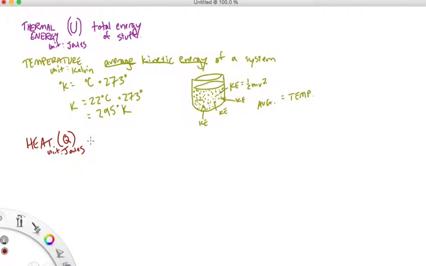It's energy, but it's a transfer of energy. It's a flowing of energy. It's a movement of energy. So I'm going to define it as a movement of energy.